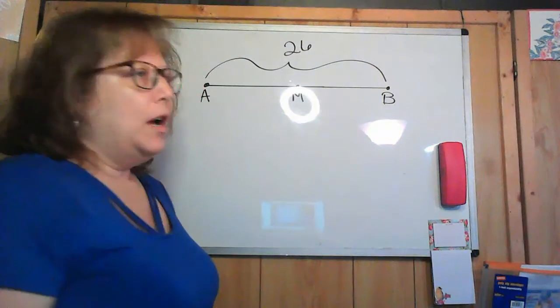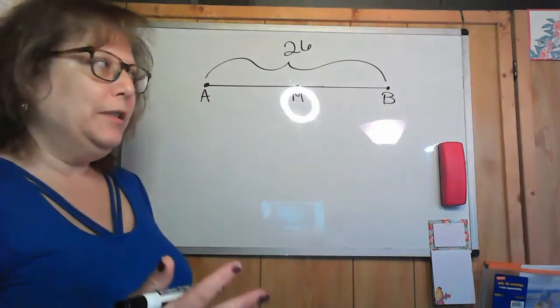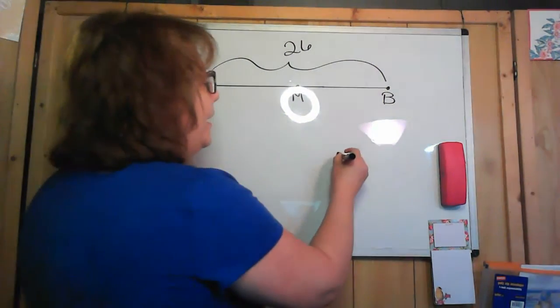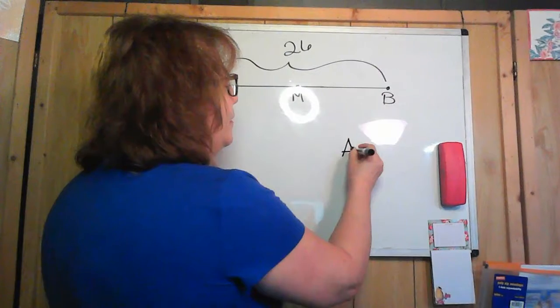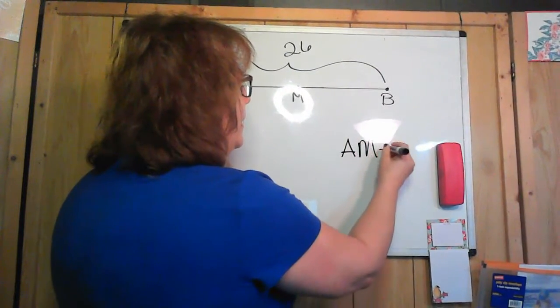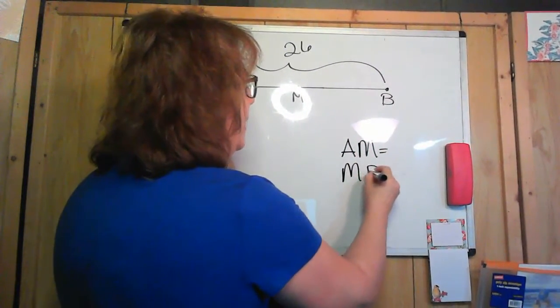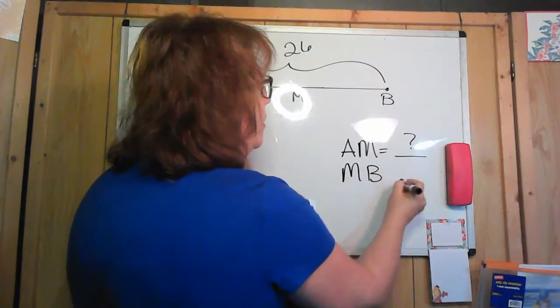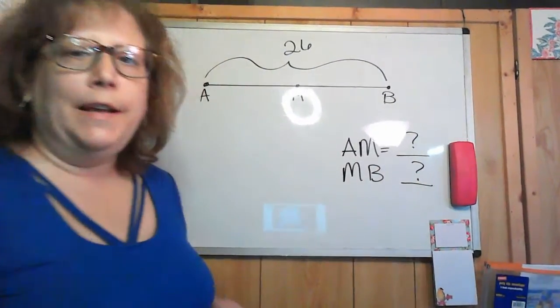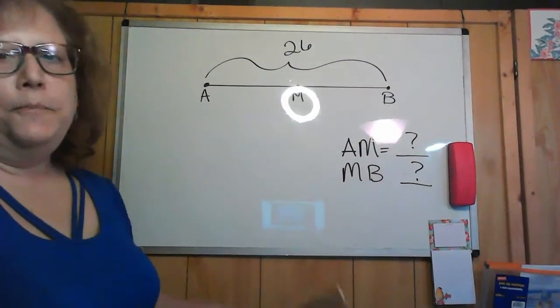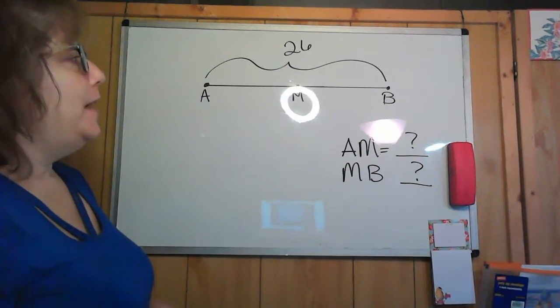Now, let's read this. M is the midpoint of segment AB, and they want us to find AM and MB. So often what I do when I'm solving is I go ahead and write down what I need to find. I need to find AM and I need to find MB. Those are the things I want to find. So remind yourself, make sure you know what you want to find.